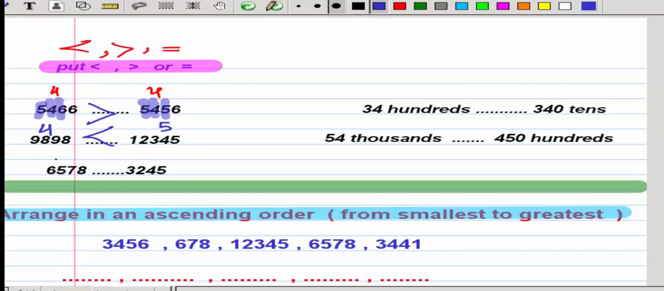Count 1, 2, 3, 4. 1, 2, 3, 4. We can say equals. Be careful. Here we have 4 digits and here also we have 4 digits. So what we will do, from the left side, here we have 6 and here we have 3. Which is greater here, 6 or 3? Very good, 6 will be greater here. So the sign here will be more than.